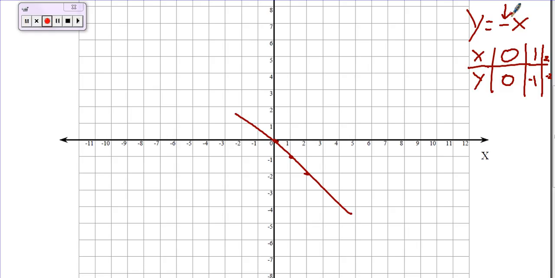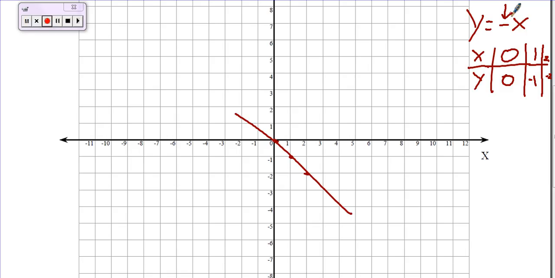What if it doesn't make a line? They will all make a line. If you do it right, they will all make a line. If they're not making a line, you did something wrong. If you start making a staircase, you messed up somewhere. Does that make sense?